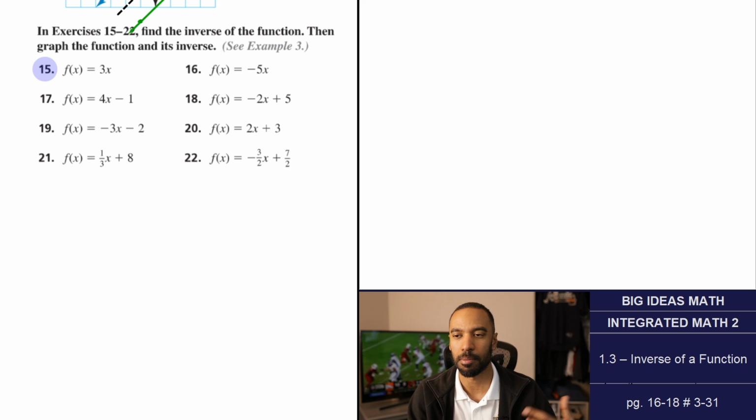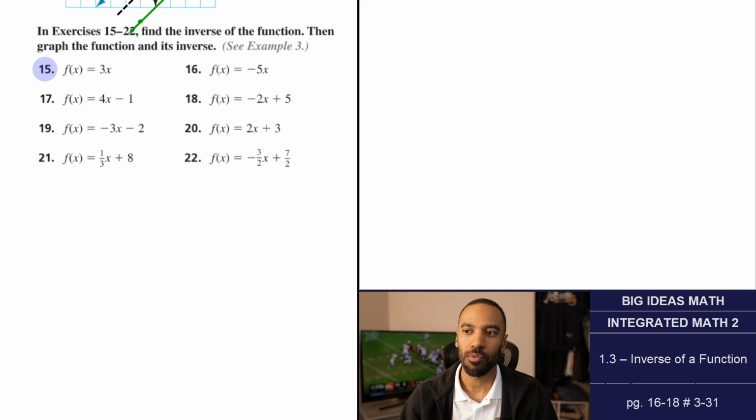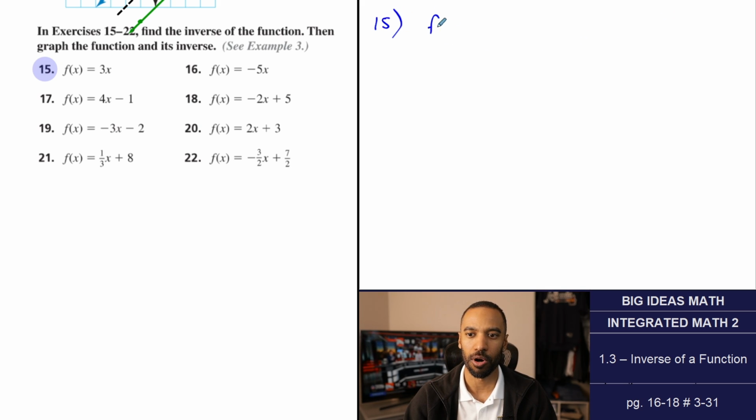In exercises 15 to 22, find the inverse of the function, then graph the function and its inverse. This time I will be using the other side for pretty much everything, including the graphs. So now we actually have to make some work happen. This is going to be number 15. The thing that we did before will apply here.